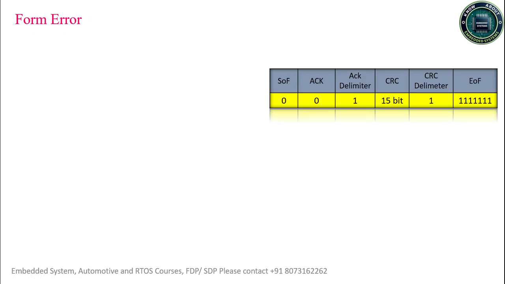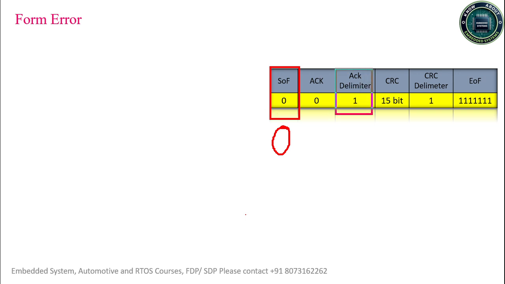The next error is called a form error. What do you mean by form error? The form error means in our CAN frame, there are very specific bits defined with specific levels. Let us assume this is my frame here, there are very important fields with specific logical levels. You can see here, this is the start of frame. This start of frame should always be 0.